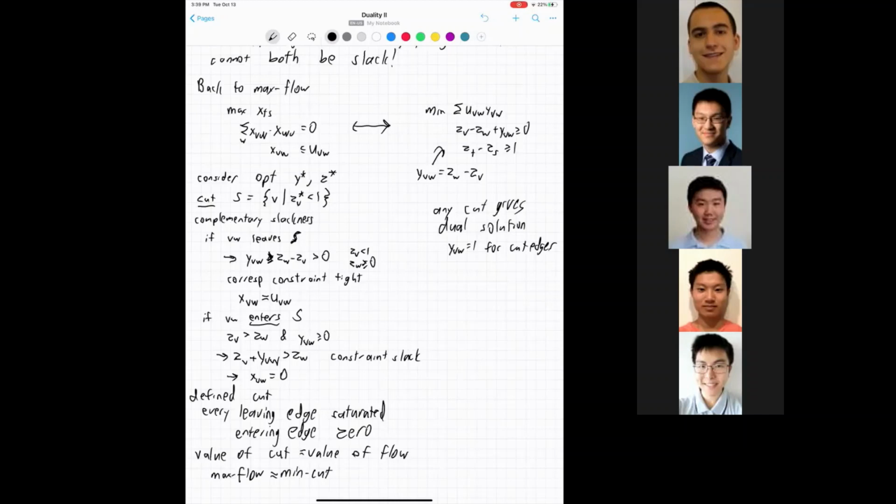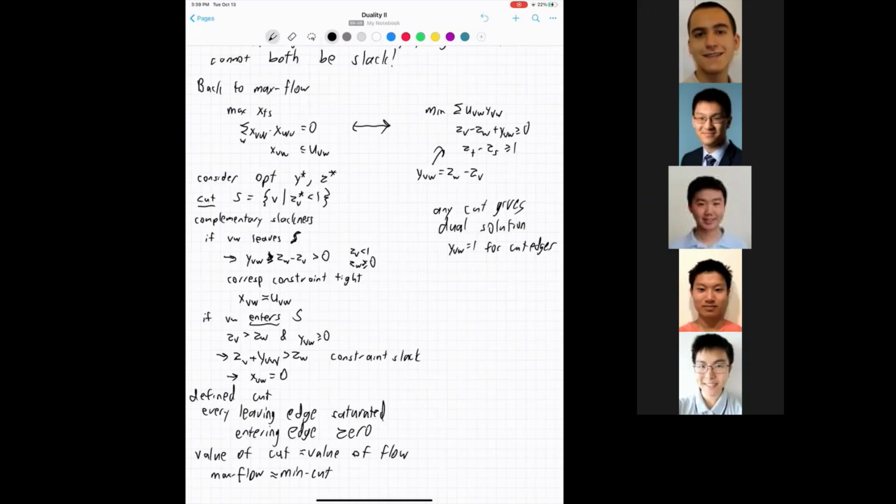And can you repeat, very quickly, the two parts? Yeah, these are just straightforward applications of complementary slackness, right? I showed that if an edge is leaving, then the variable YVW has to be non-zero. In other words, it has to be slack, which means that the corresponding constraint is tight. That is, it's at its bound. So XVW is equal to UVW, the flow is equal to the capacity, the edge is saturated.